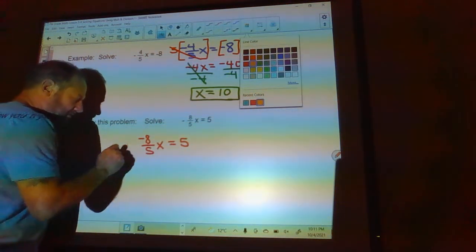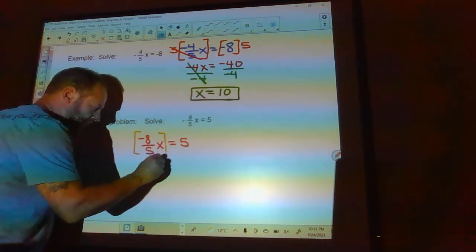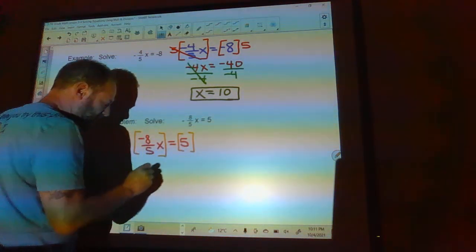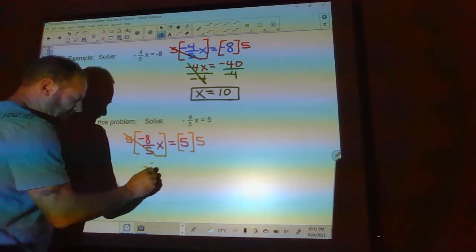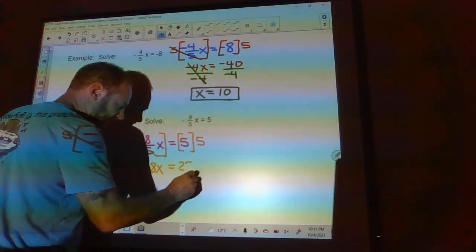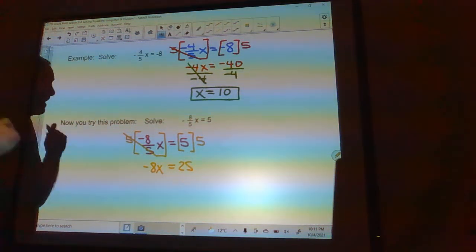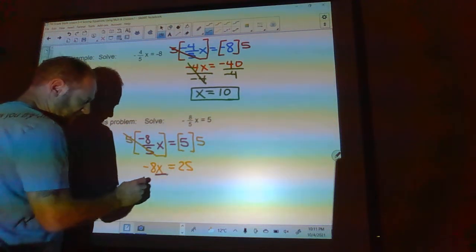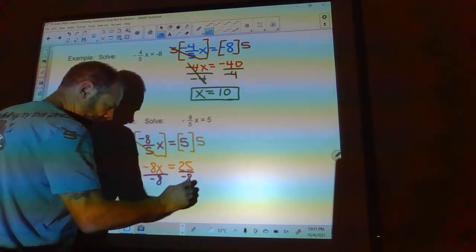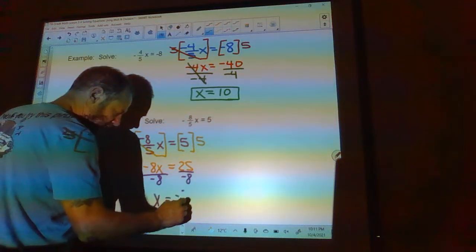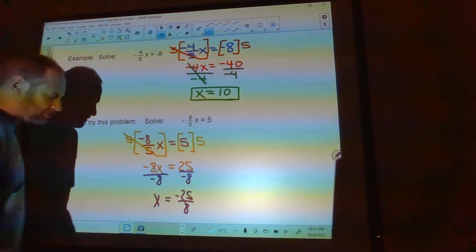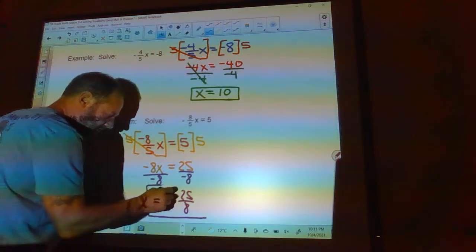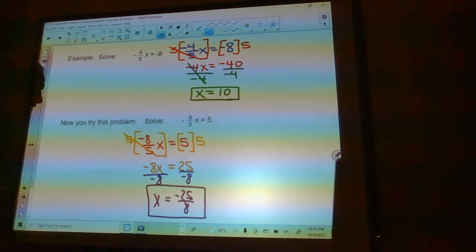Okay, so the first thing I'm going to do here is multiply both sides of this equation by 5. That's going to make that go away and leave me with negative 8x equals 25. And now I'm going to divide both sides by negative 8. And I get x equals negative 25 eighths. And I can't really reduce that. I can change it to a mixed number, but I don't really want to do that. Don't do that very often in algebra. So we're just going to leave it.